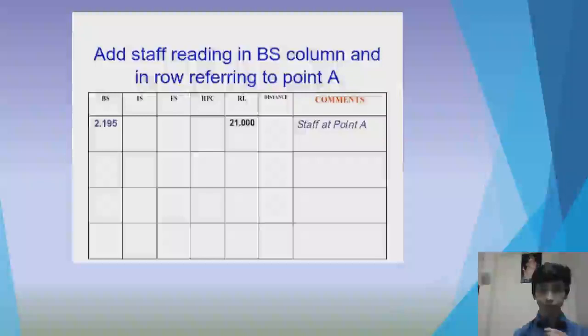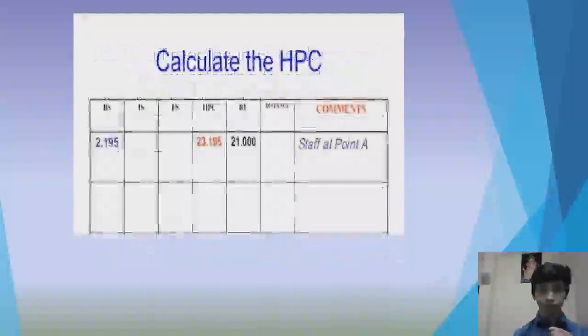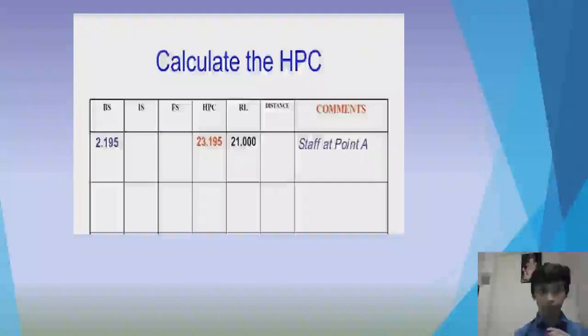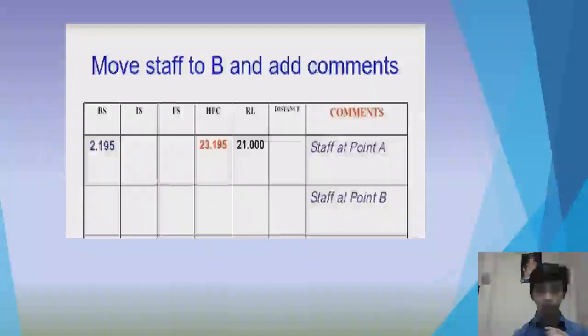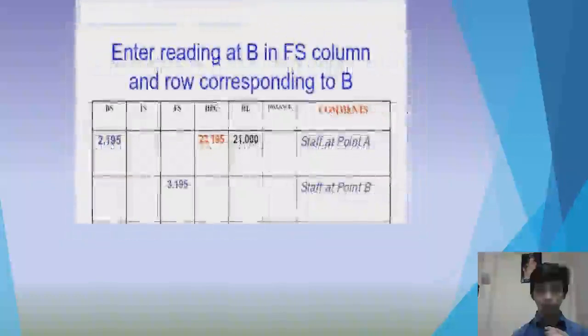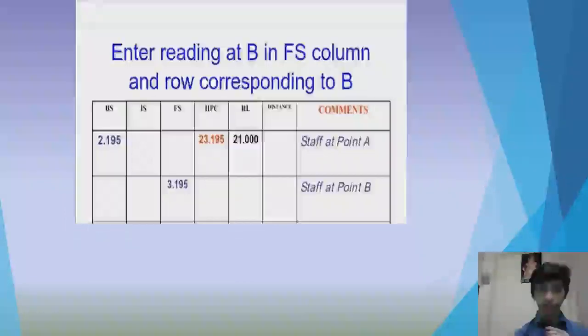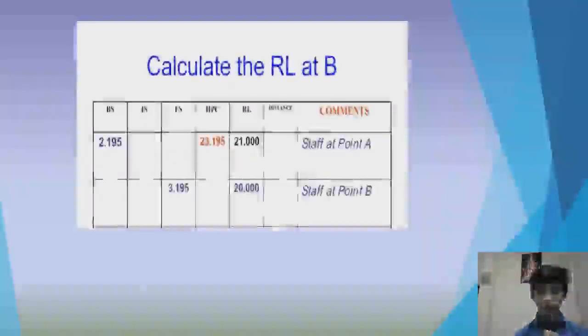Calculate the HPC. Move the staff to B and add comments. Enter the reading at B in the foresight column and the row corresponding to B. Calculate the reduced level at B. Go to the next slide.